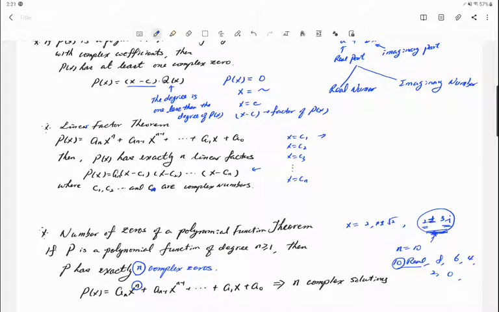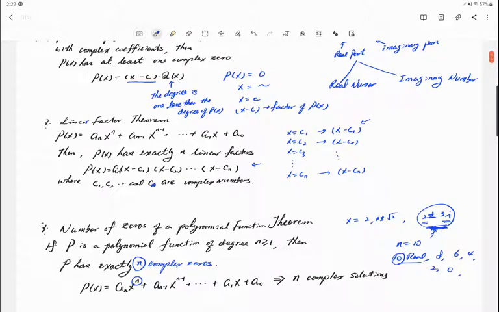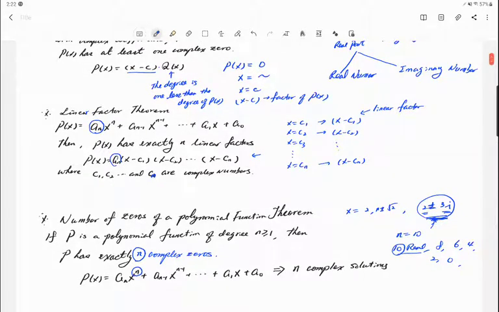So from this, you can write x minus c1 as one factor, and x minus c2 as another factor. Keep going. Then you have x minus cn as one factor. The product of all these factors, these are linear factors because it's x plus or minus something. So there are exactly n linear factors. The leading coefficient is an, so it's got to start with an and multiply by n linear factors.